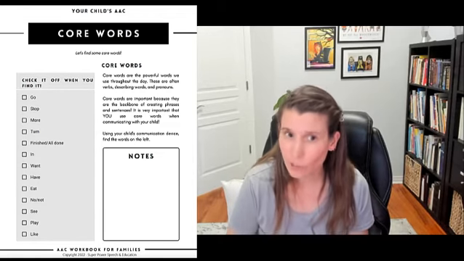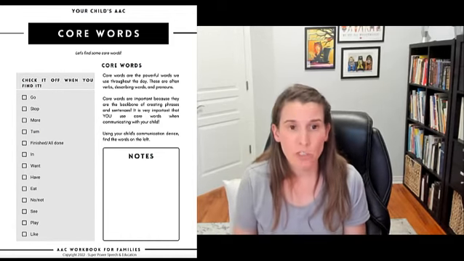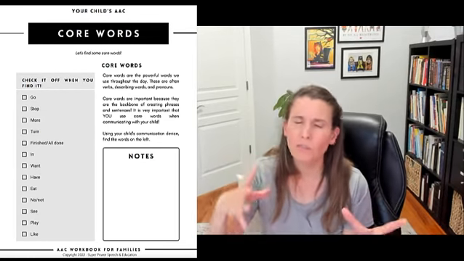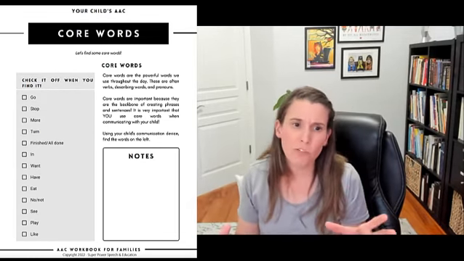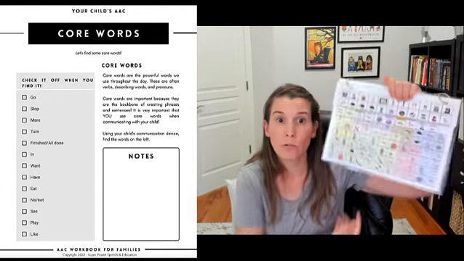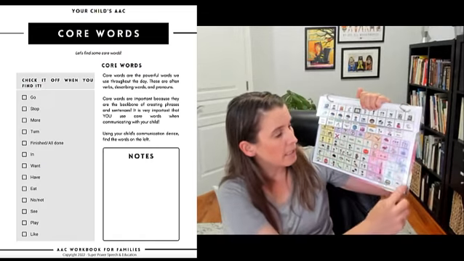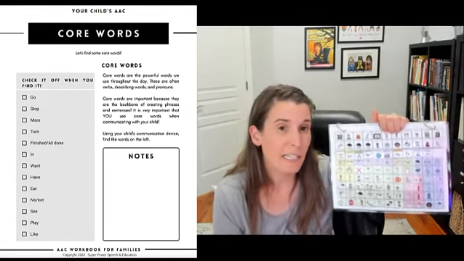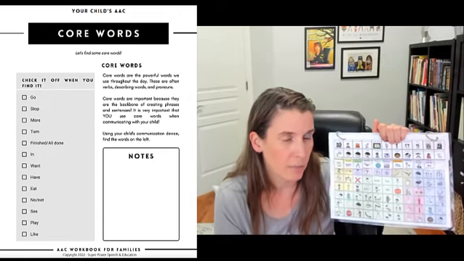A lot of them are verbs. And you have fringe words, which are often nouns, and they're ones that we use within specific activities or specific times of the day. I'm going to show you how I have it set up here on my LAMP system. So on my LAMP system, I have my core words down here so that I can easily access them at all times of the day.